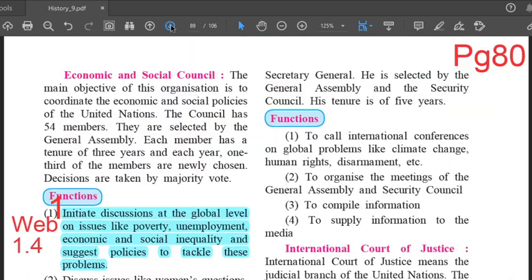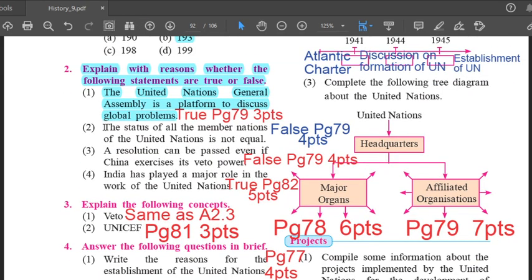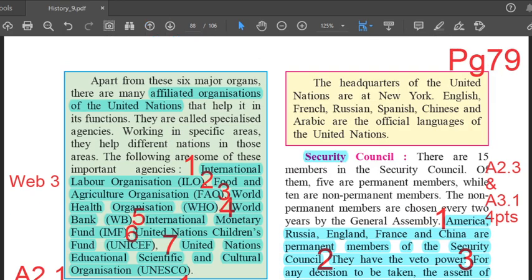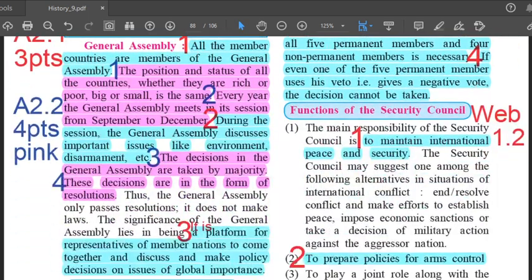Next, we'll see question number 2.2. The status of all the member nations of the United Nations is not equal. The answer to this statement is false. The reasons are on page number 79. The answer is here only, left hand side below the box. Now both these answers, 2.1 and 2.2, the points are jumbled over here. So the answer for the points for answer 2.2, they are highlighted in pink color. So we'll see the first point, that's the third line.